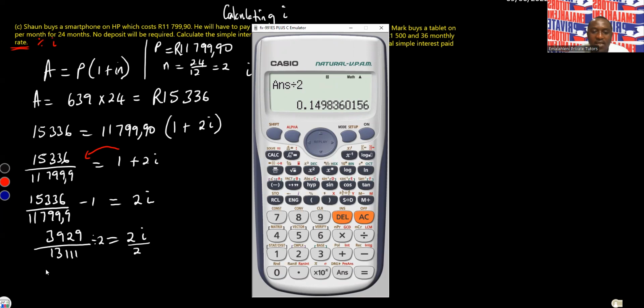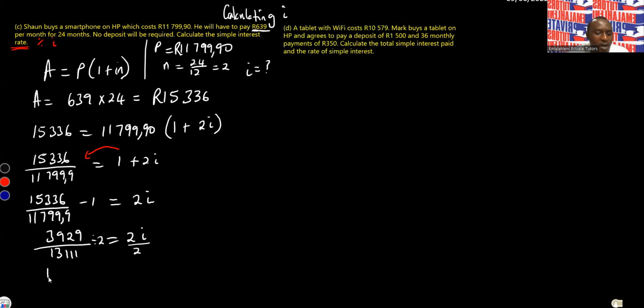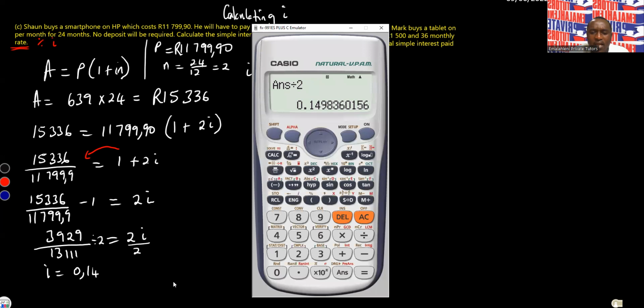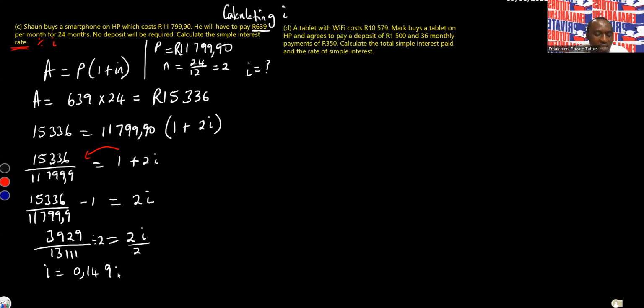So our I is equal to 0.14 9836. We are putting it as a percentage, so you multiply it by 100. What are we going to get? 14.98%.